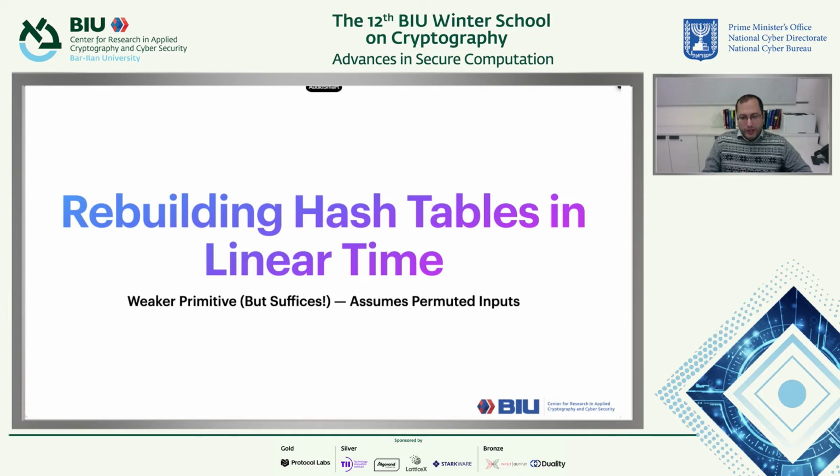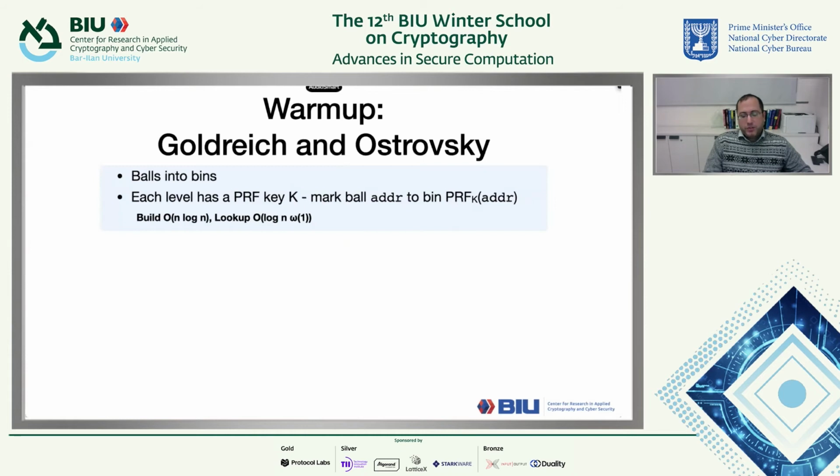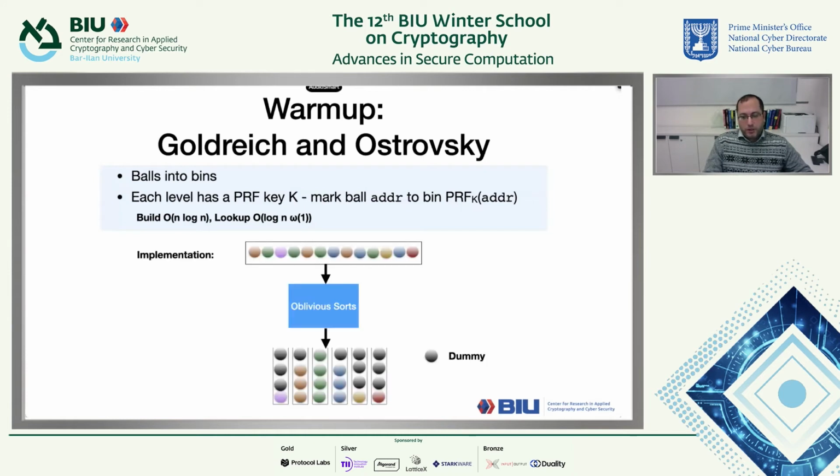We are now looking at a weaker primitive that suffices, and we assume that the inputs are randomly permuted. So again, we looked at Goldreich-Ostrovsky, where we took all our elements and saw how to place the balls into the bins using oblivious sort. This cost n log n. It's too expensive. This becomes another log n. In the final construction, we want to shave this log n. Now, how are we going to shave it?